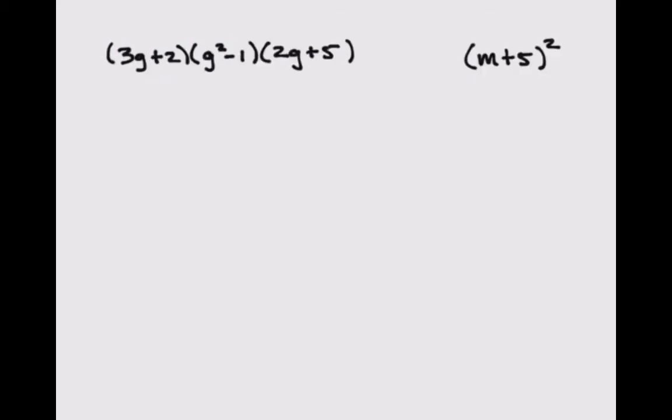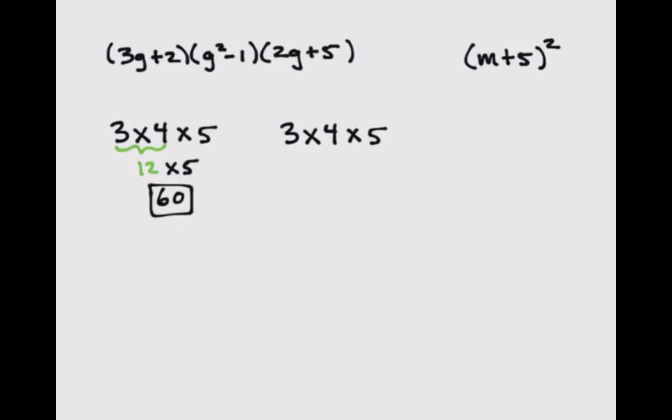Alright, so now that we know how to multiply polynomials, a couple tricky things to watch out for. What happens if we've got three polynomials being multiplied by one another? Well, imagine I asked you to multiply 3 times 4 times 5. I bet you'd probably multiply 3 times 4 together and get 12, then multiply 12 by 5 to get 60. Or maybe you multiply 4 times 5 first and get 20, and then multiply 3 by 20 and again get 60.